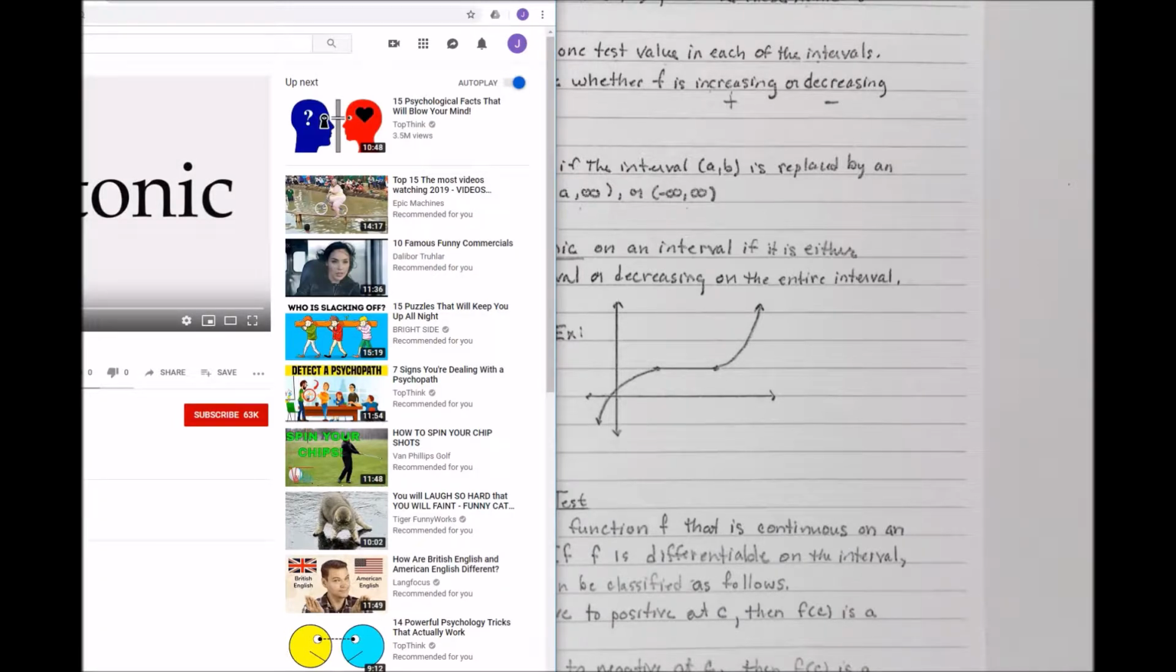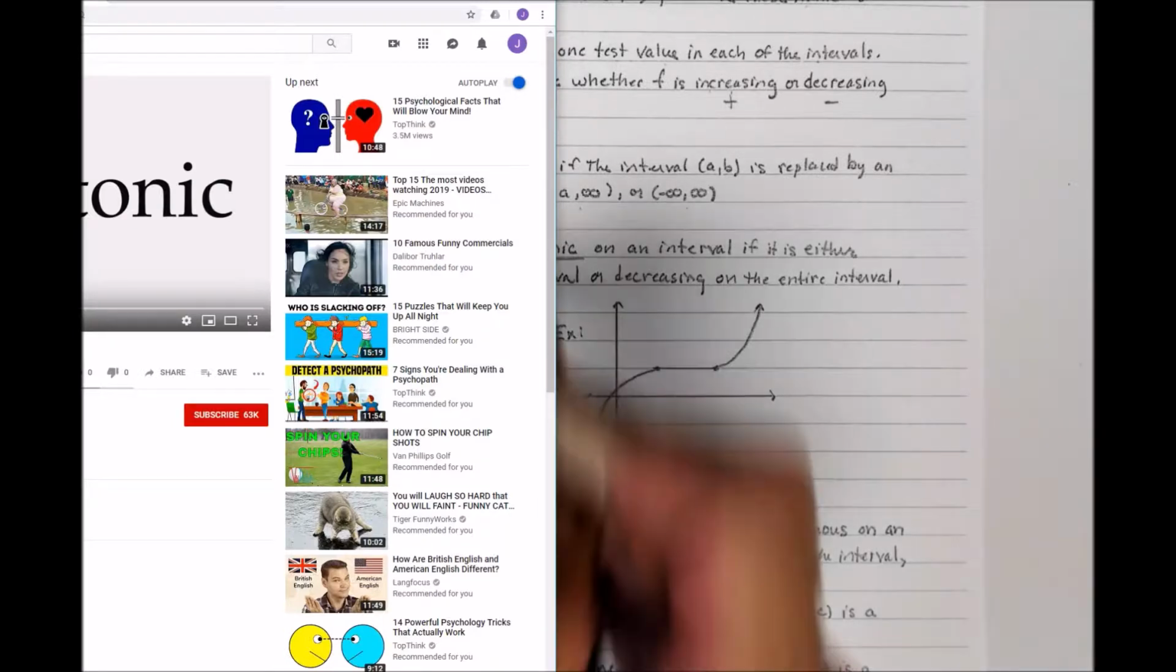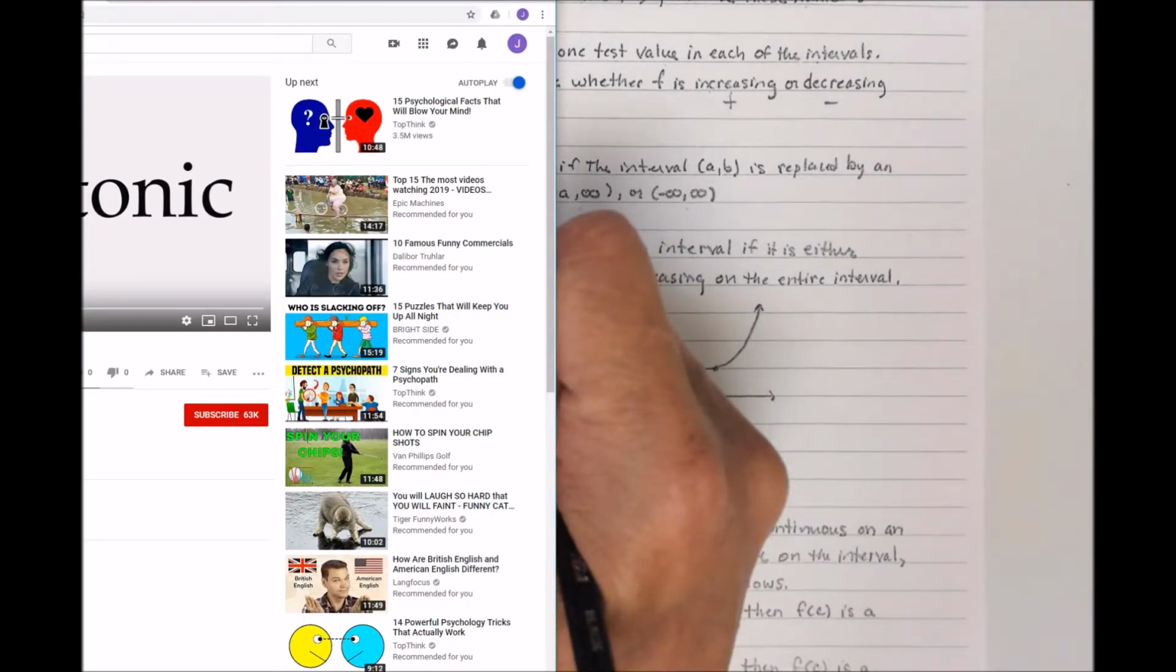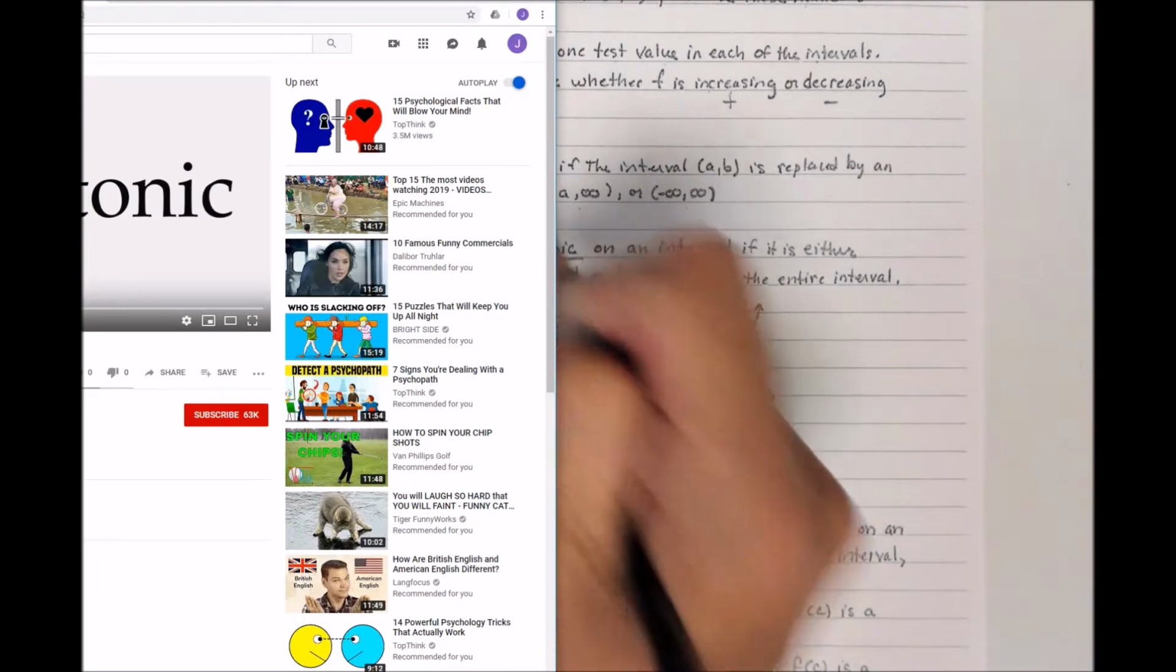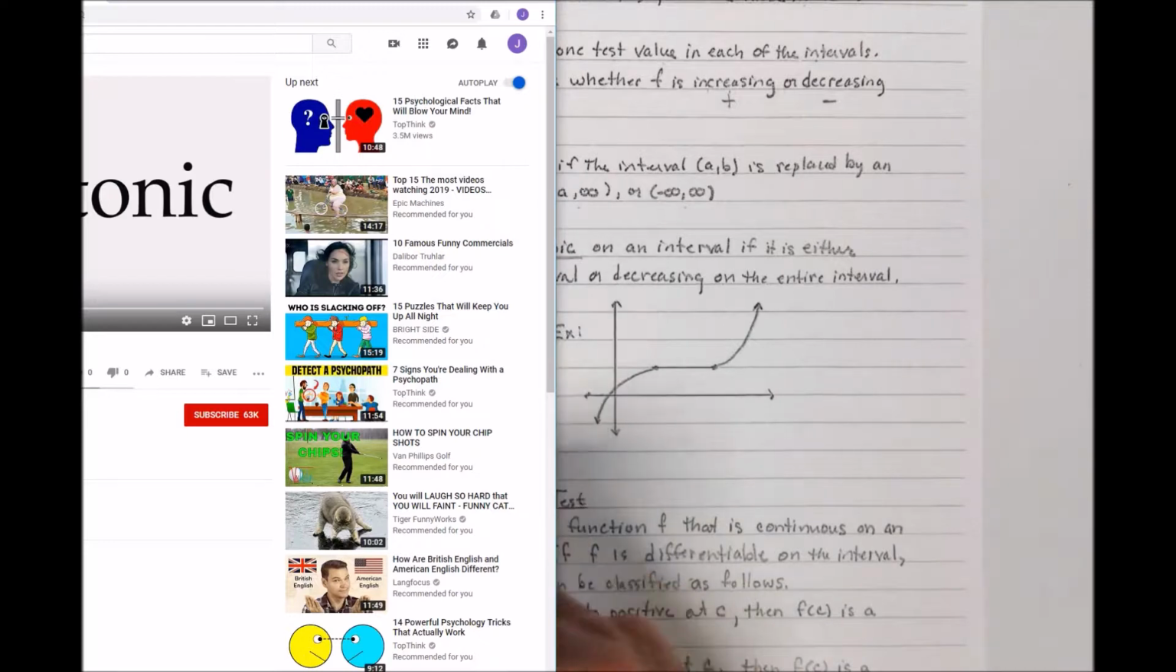Monotonic. Monotonic. Oh, I've been saying monotonic at times. Monotonic. Monotonic. Monotonic. Okay. A function is strictly monotonic. Like my voice is monotonous at times. It's at one tone all the way through.